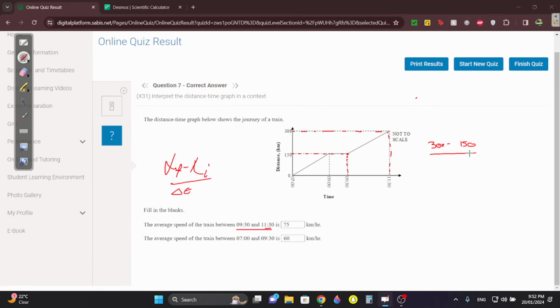Okay, 300 minus 150 over the time between 9:30 and 11:30, which is 2 hours, right? Because they wanted kilometers per hour, so you have to use the time as hours. 30 minus 30 is 0, 11 minus 9 is 2. So it's 2 hours. Divided by 2, you get 150 over 2, which is 75 km per h.